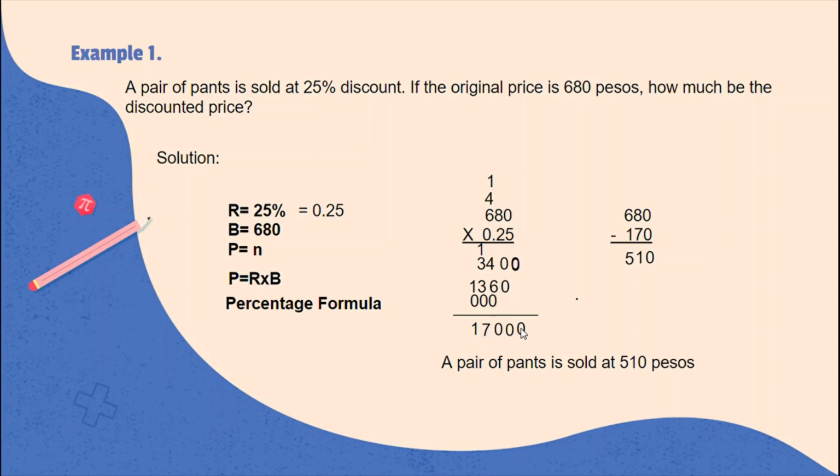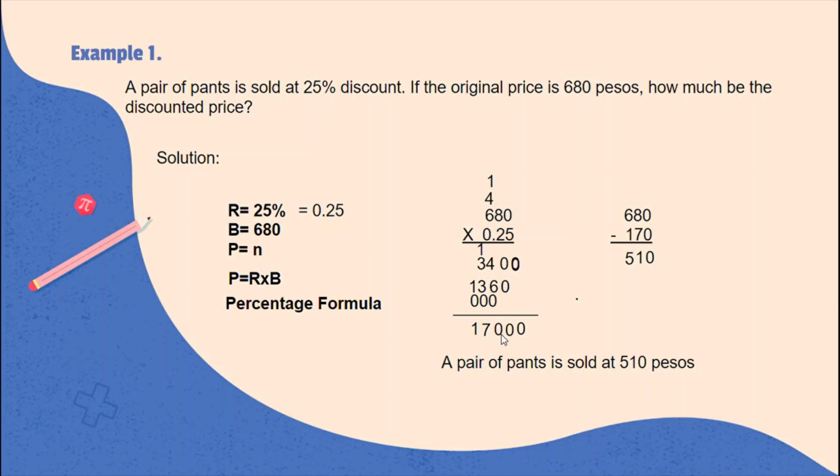1, 2. We move our decimal point to the left, 1 and 2. So here is now the position of our decimal point. For this one, the answer is 170. So the value of 25% of 680 pesos is 170.